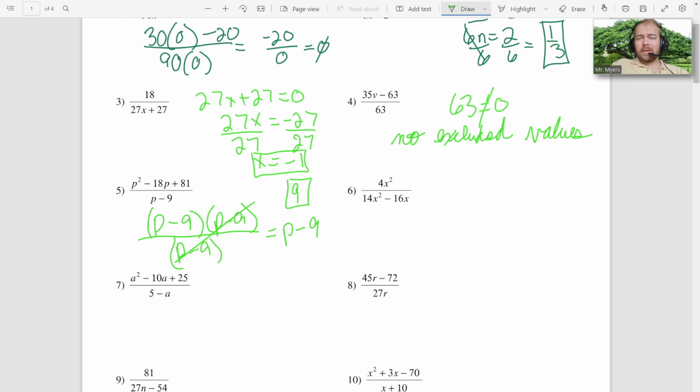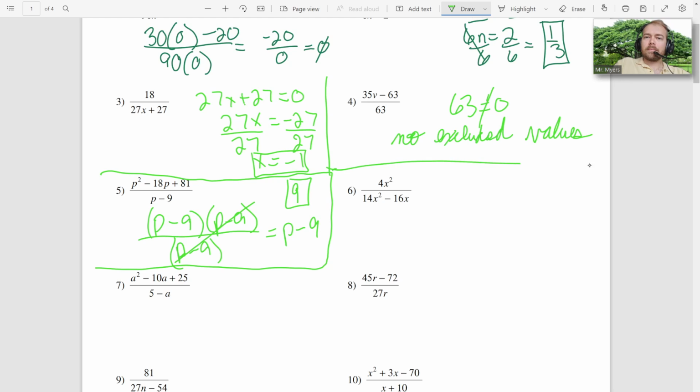It would just create a different kind of excluded value, but they don't want to know the different kinds of excluded values. They just want to know what the excluded values are. And that is good news. That makes this worksheet a little bit easier, actually. Separate out some of the work here.